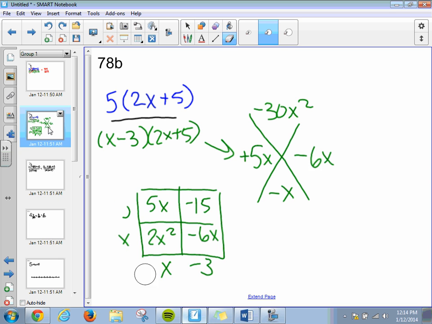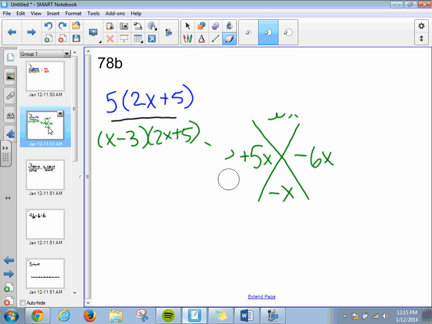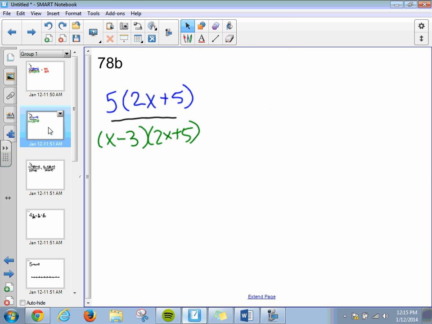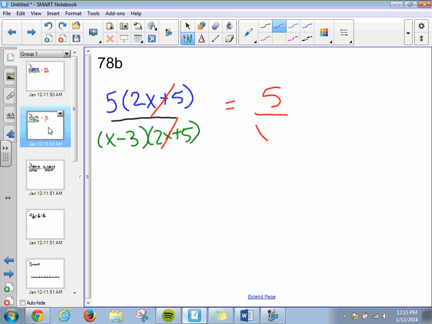And that's good because we're looking for something to cancel out. Hopefully you can see what we need to get rid of in order to simplify. We look for what the top and bottom share in common, which is this 2x plus 5. It'll go away, and we'll be left with 5 over x minus 3.